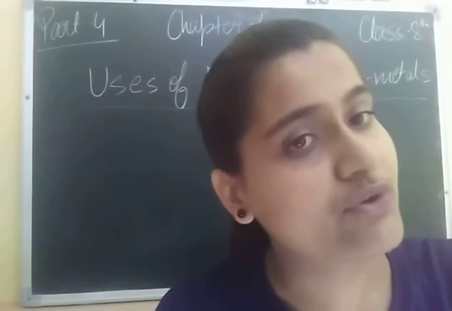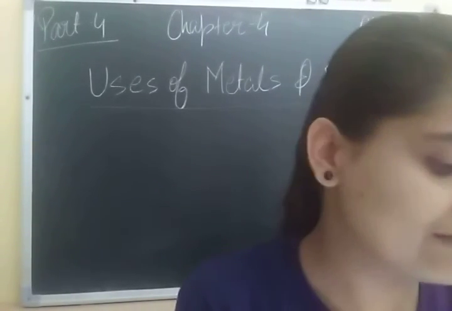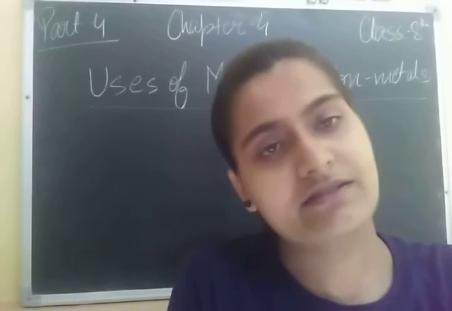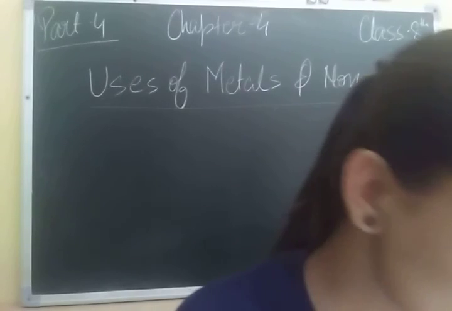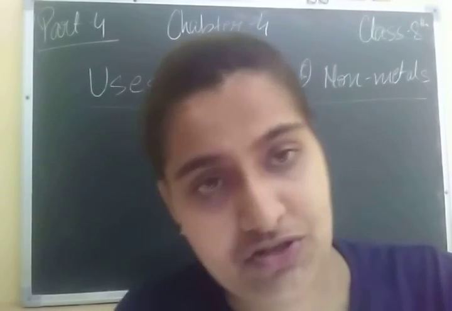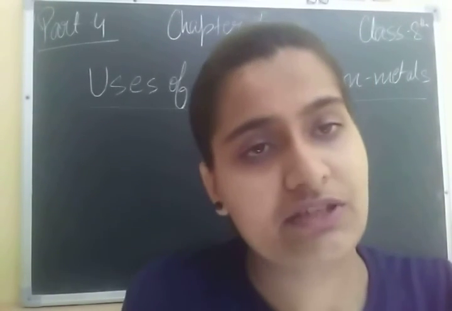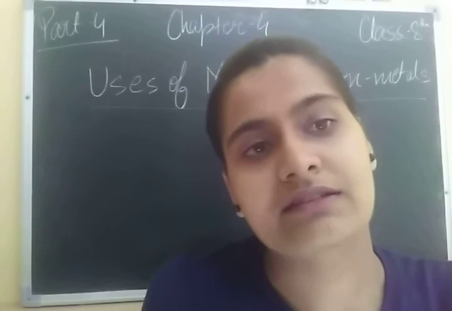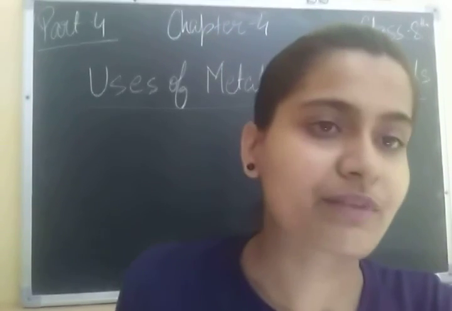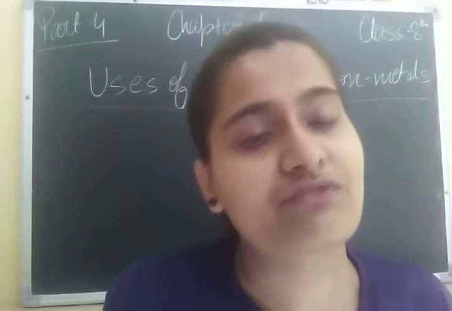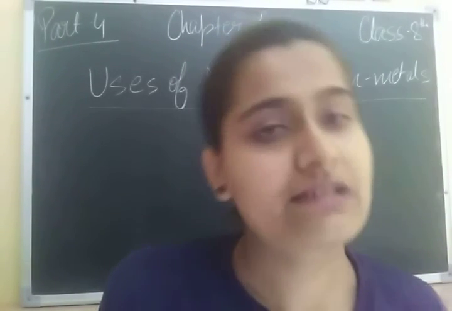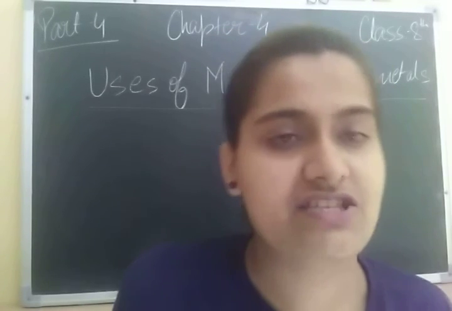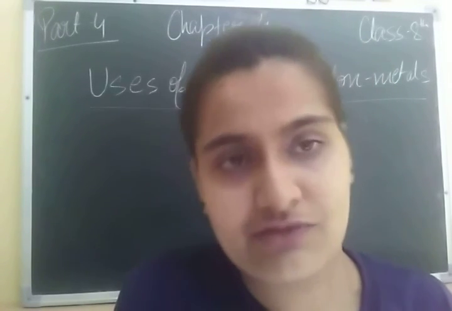In the second unit test, I gave you the 2 chapters which we have completed till now: chapter number 4, and chapter number 12, which is friction. We took 2 chapters in unit 1: cell, and chapter number 11, force and pressure. The 2 chapters we completed till now are chapter number 4, materials, metals and non-metals, and chapter number 12, which is friction.